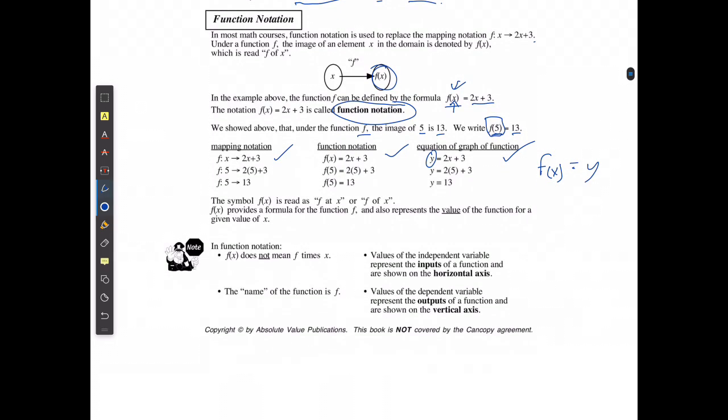So a couple of things to note. f of x does not mean the value of the function multiplied by x. The name of the function is f. It doesn't necessarily have to be f. That is a standard one that we use, but I could also say g of x, or h of x. If I have multiple functions, I'm going to use more letters. Values of the independent variable represent the inputs on the horizontal axis. Values of the dependent variable represent the outputs on the vertical axis if I'm graphing the results.